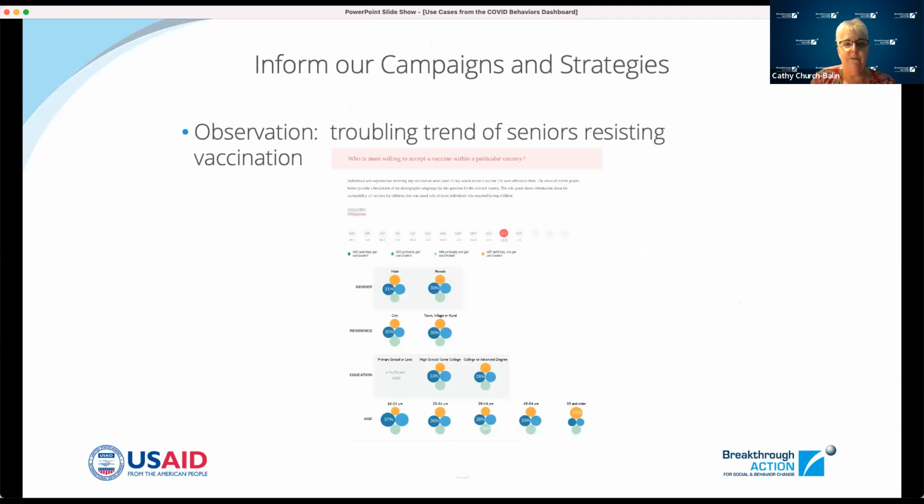We also are using it, and that's what I care about the most, to inform our campaigns and strategies. So one observation, the troubling trend of seniors resisting vaccination. For a while, everyone thought women were resisting, but we watched over time as more vaccine became available, men and women, the genders, were kind of equaling out. Urban, rural, not as big a deal, but age and what we're calling the stubborn seniors, it's still persisting. And so as we create new campaigns and messages, we are targeting seniors, but also the people who support seniors.